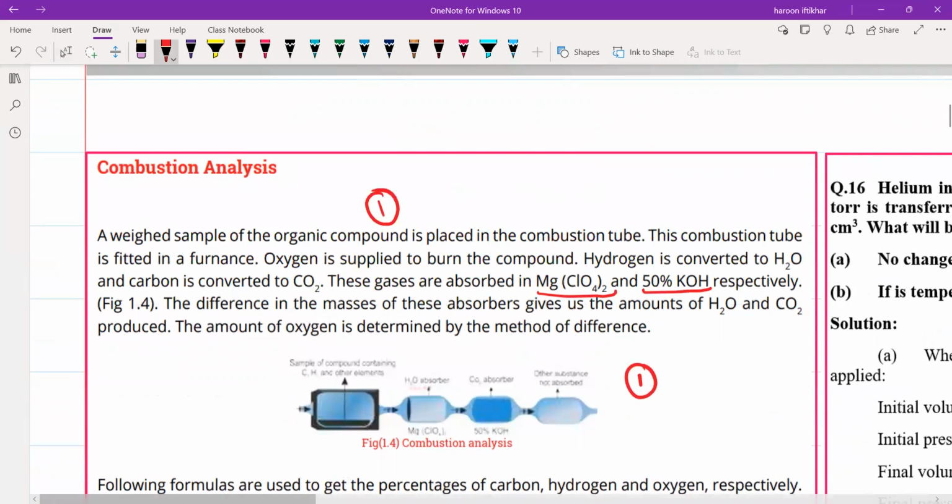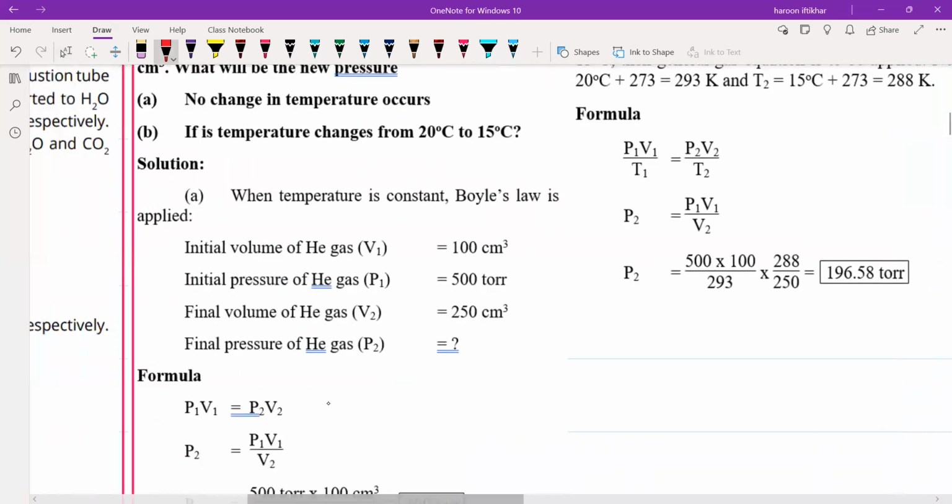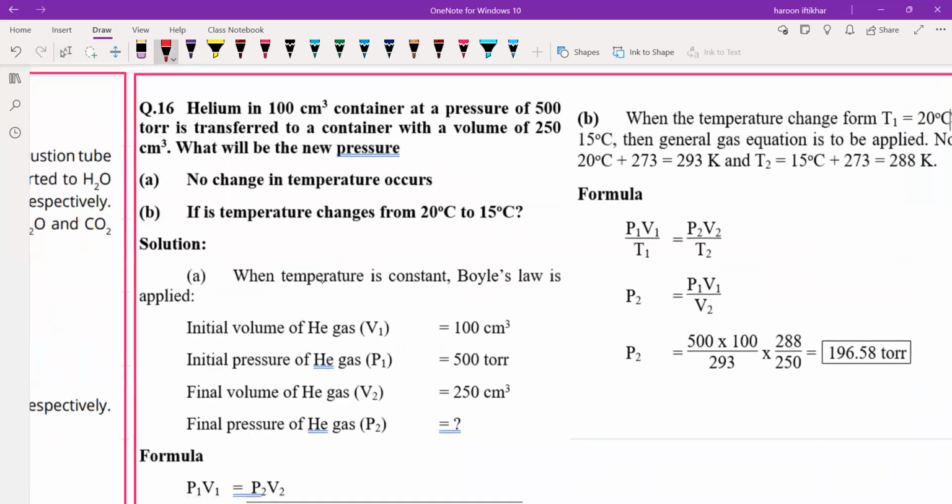Okay. In the second portion of this question, it's a numerical from chapter 3, as you know, according to the pairing scheme. In 2023, we get a numerical question from chapter 3, and the combination of chapter 1 is question 3. So helium in a 100 cubic centimeter container at the pressure of 500 torr is transferred to a container of 250.